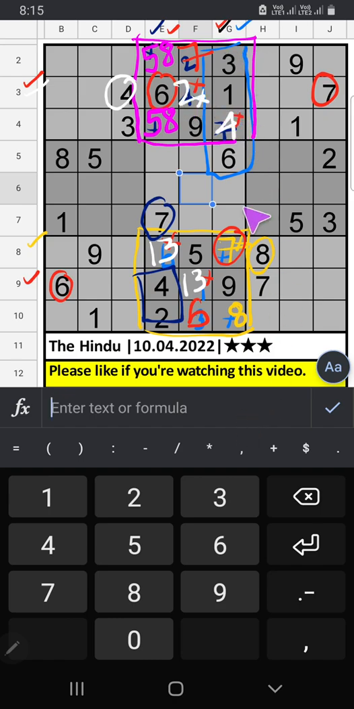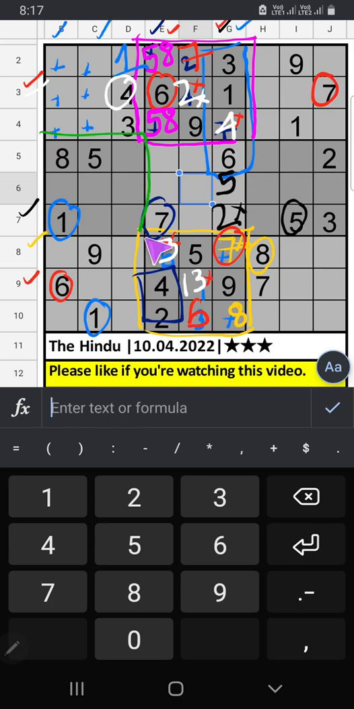Column G, 2 numbers are remaining, 2 and 5. 7th row, we have 5. So 5 can't come in this cell, 5 is confirmed here. Then 2 is here. Column B and column C, we have 1. So 1 can't come in these cells. Then 1 is confirmed here.